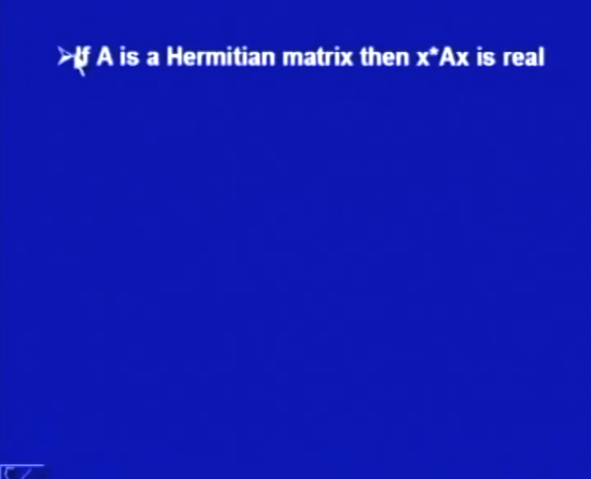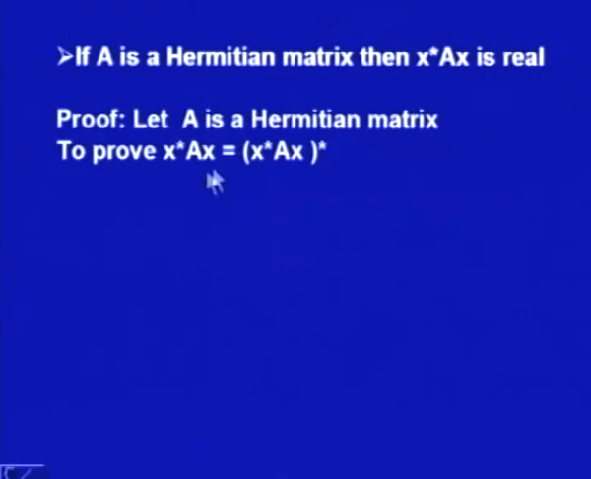Then if A is a Hermitian matrix, then x star Ax is a real number. So this is another result. Let us try to prove this. Let A be a Hermitian matrix. We have to prove that this number is a real number.